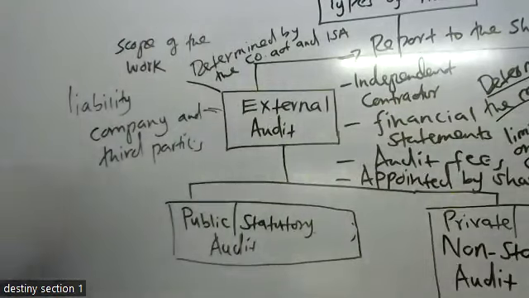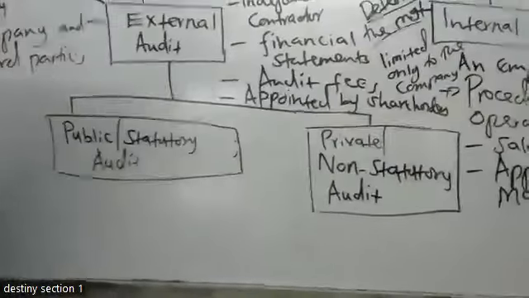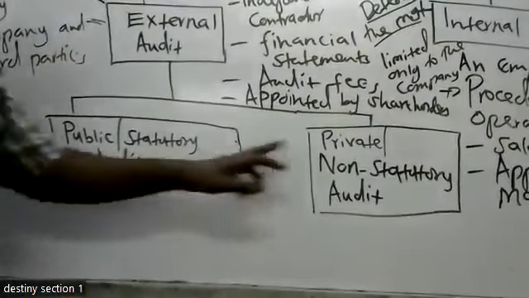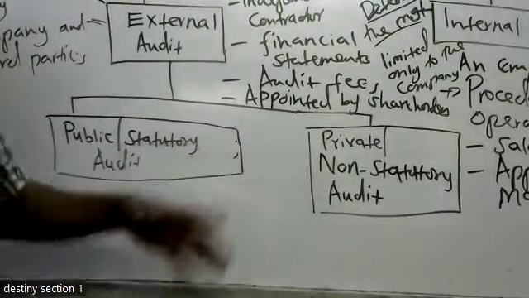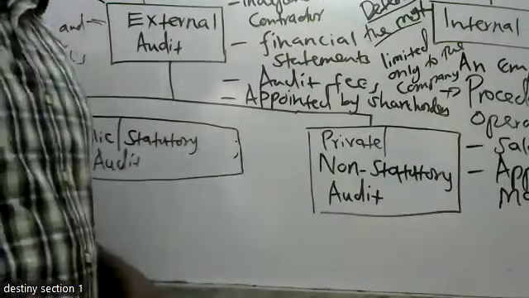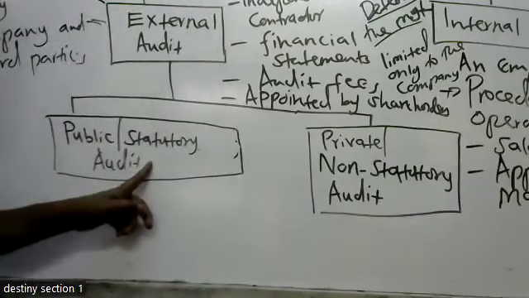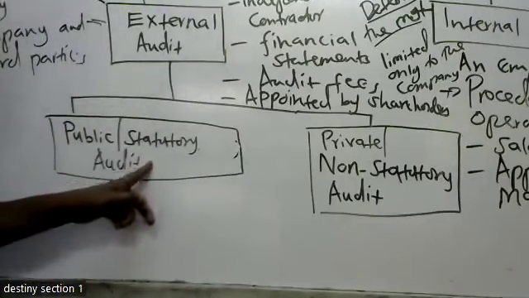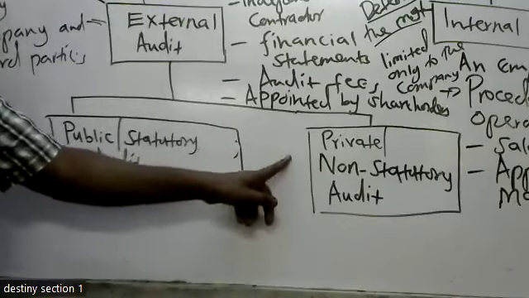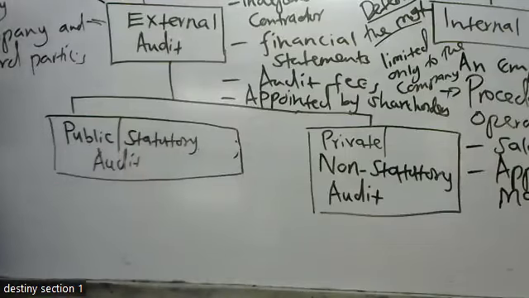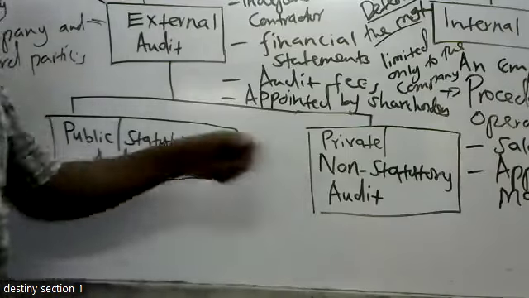So then we have these two other small audits under the external audit, the public and the private. Both of them are done by the external auditor. The public audit is done because of the legal requirements. The private audit is just a voluntary audit. It's done at the express interest of the business owners who may request that these services be provided.